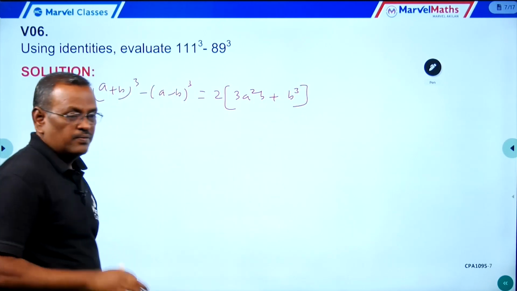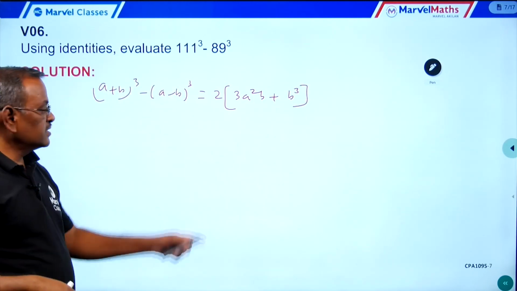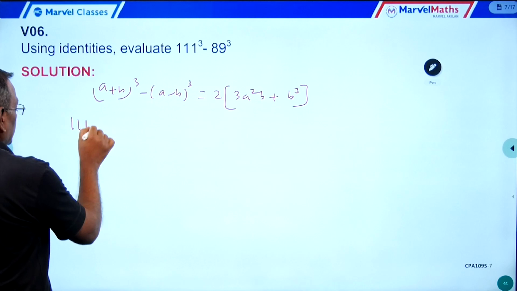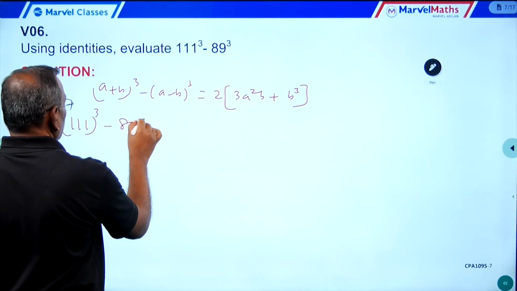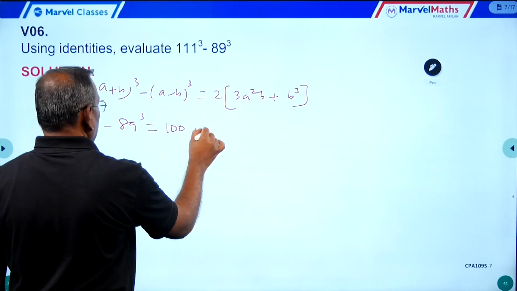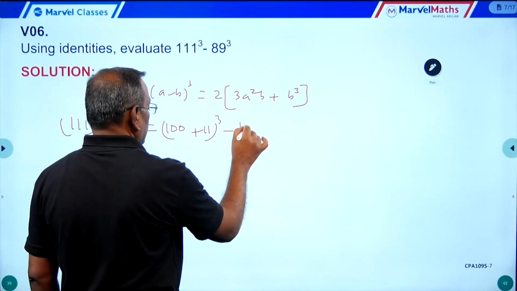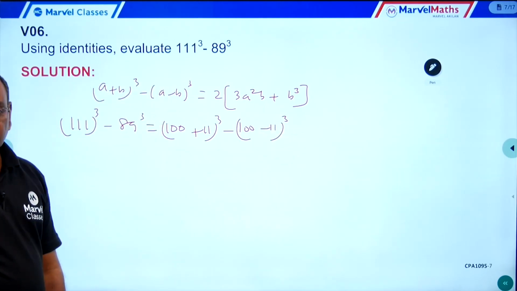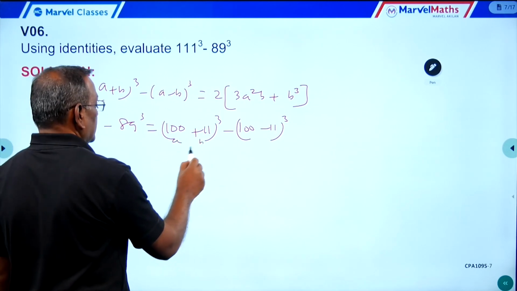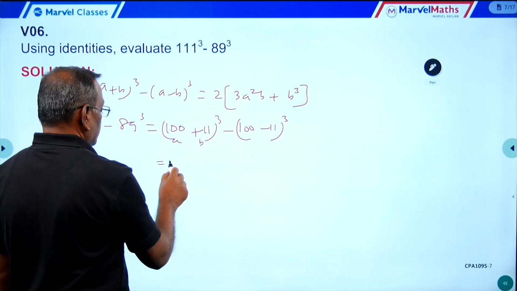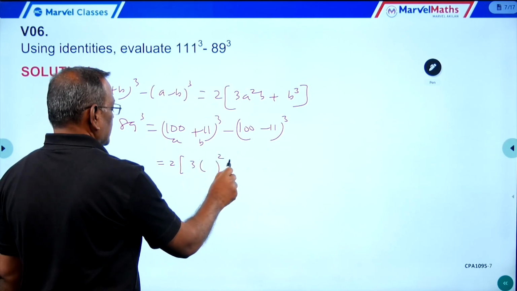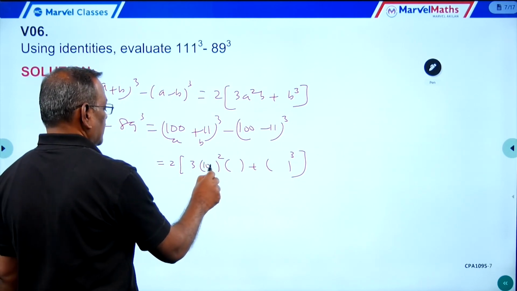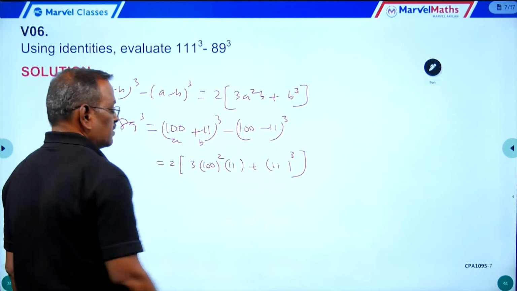If you add both the identities with plus sign and minus sign, you will get 2 times this value. Okay. So using this, 111 whole cube minus 89 whole cube, you can write this as (100 + 11) whole cube minus (100 - 11) whole cube. Correct. Here a is 100 and b is 11. This is a and this is b, which is equal to twice of (3 into a²b + b³). What is a? a is 100 and b is 11.